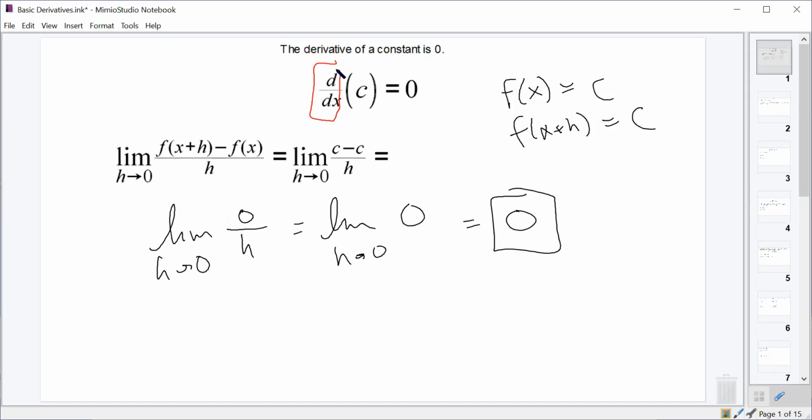Now, this notation right here that I've written, this d over dx, means derivative with respect to x. That's how it's read: the derivative with respect to x of a constant is 0. What does it mean for it to be a derivative with respect to x? All that really means is that the variable, if there happened to be a variable in this equation, and there's not, because it's just a constant, is x.